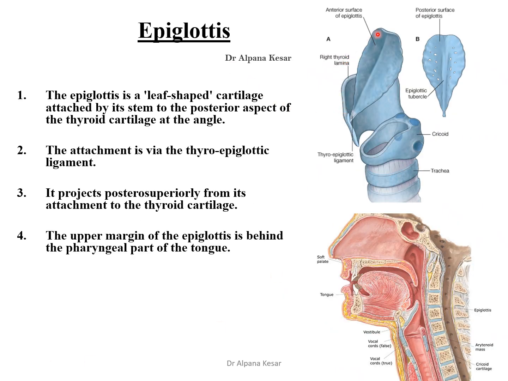Epiglottis is a leaf-shaped cartilage. The stem of the leaf is attached to the posterior aspect of the thyroid cartilage at its angle. This attachment is with the help of thyroepiglottic ligament. Epiglottis projects posterosuperiorly from its attachment to the thyroid cartilage. The upper margin of epiglottis is behind the pharyngeal part of the tongue.